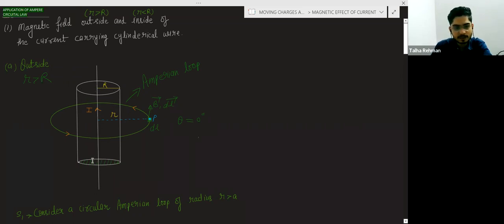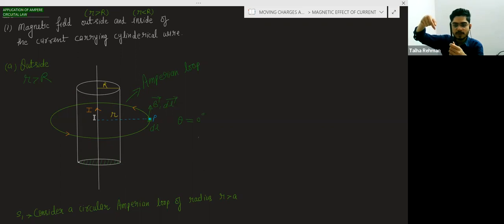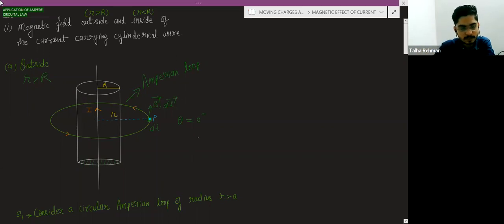And in this wire, through this cross section, the current I is flowing. Suppose this is the wire like this. This is also a cylindrical wire. In this wire the current I is flowing in the upward direction, and I want the magnetic field at a point outside this wire. So what will I do? I will just imagine a circular Amperian loop.